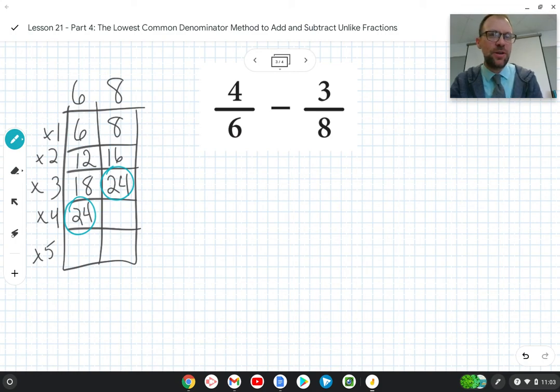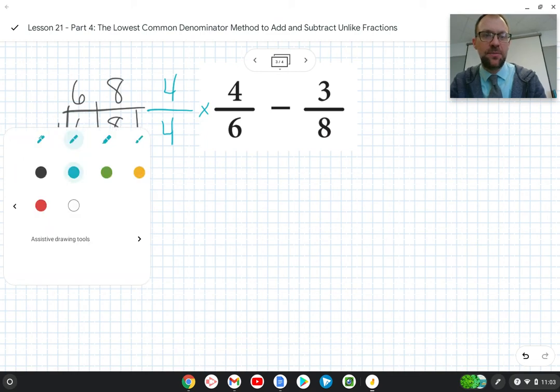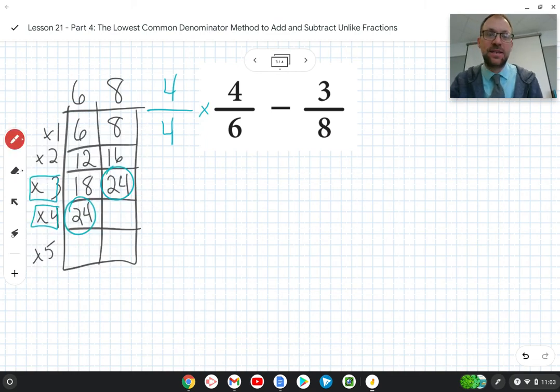Do you remember what we need to do next? Yes, you're right. We need to focus on what we multiplied by in order to get that lowest common multiple. So we multiplied 6 times 4, which means we'll multiply the 4/6 by 4. And we multiplied the 8 times 3 right here. So we'll multiply the 3/8 by 3. And that will give us our equivalent fractions and common denominators.